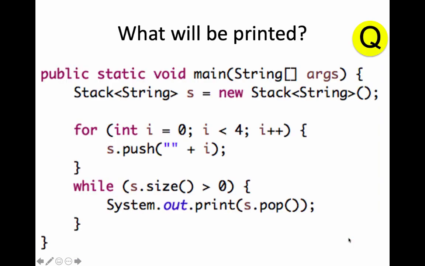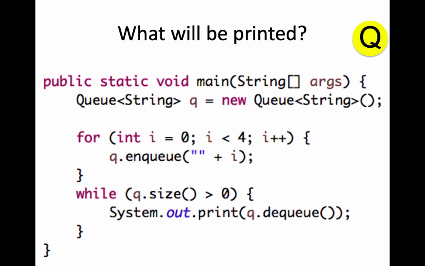Okay, so I have code here that uses a stack, and that stack holds strings. So the first thing I do is I push the numbers 0 through 3 onto the stack, and I just add that int to an empty string to turn it into a string. That's a little bit of a hack, but I add the numbers 0 through 3 to the stack. So I push those onto the stack. Then while the size is greater than 0, so while there are things left on my stack, I call pop and then print the result. And I want you to try and figure out what gets printed in the case of a stack.